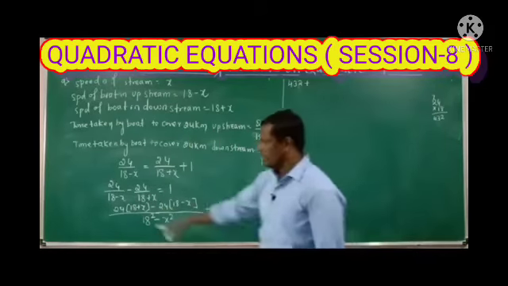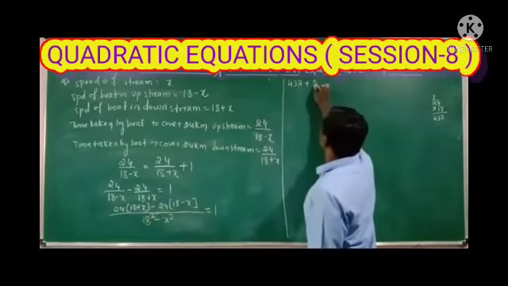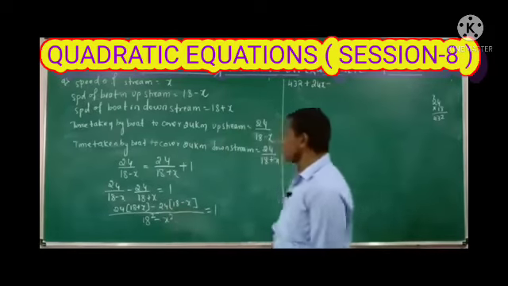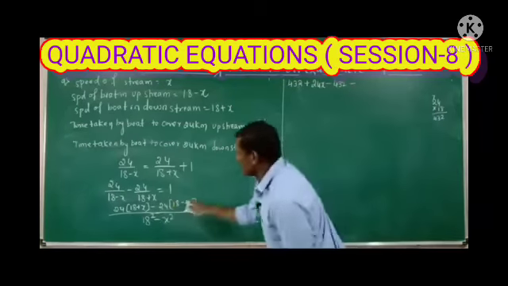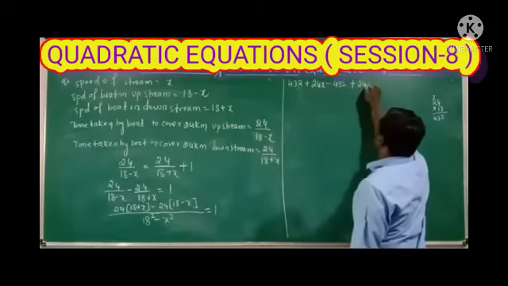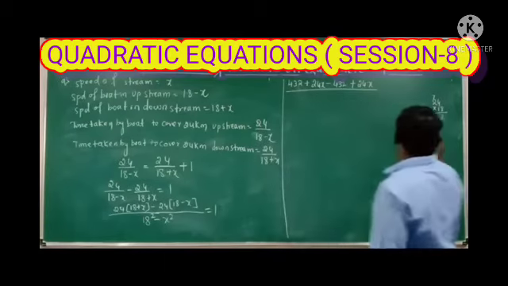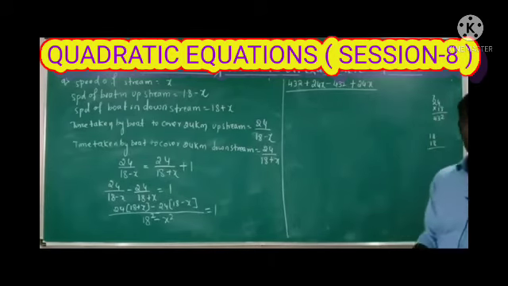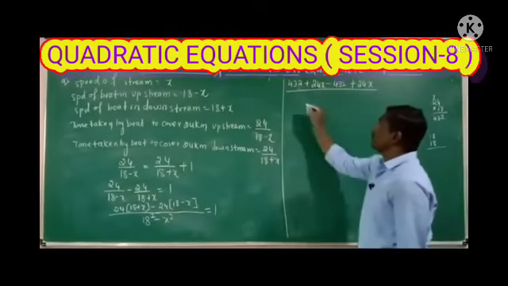Plus 24 into 18, 432. 24 into x is 24x, minus 24 into 18 again, minus 432. Minus into minus is plus, 24 into x is 24x, whole divided by 18 square. Just multiply the 18 two times. What will you get? 18 square is 324.